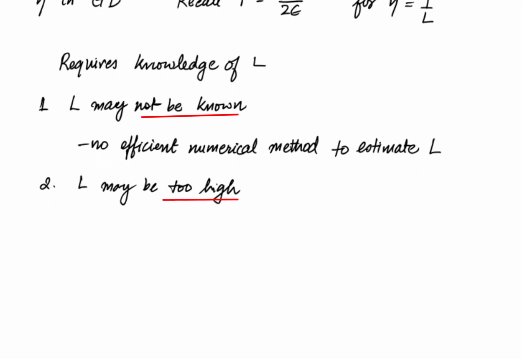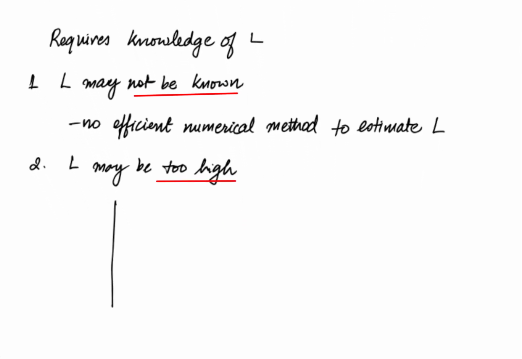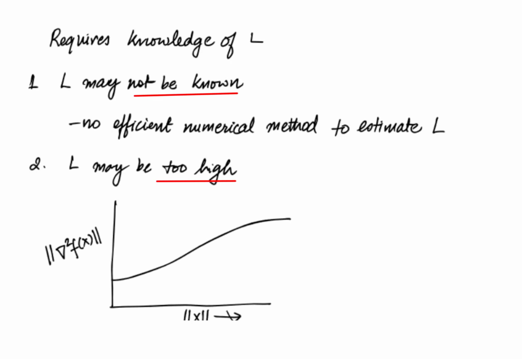So for this, suppose that there is a function whose Hessian norm is large when x is large and small when x is small. So let me plot the norm of the Hessian as a function of the norm of x. That is, for this function, suppose that the Hessian norm increases with increasing norm of x. Now by definition, L is the maximum of the Hessian norm. So L will be large, it will be equal to the largest value of the Hessian at any x. So the bounds like quadratic upper bound will be very loose.